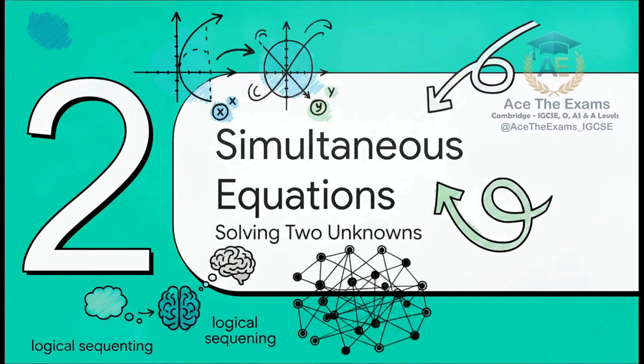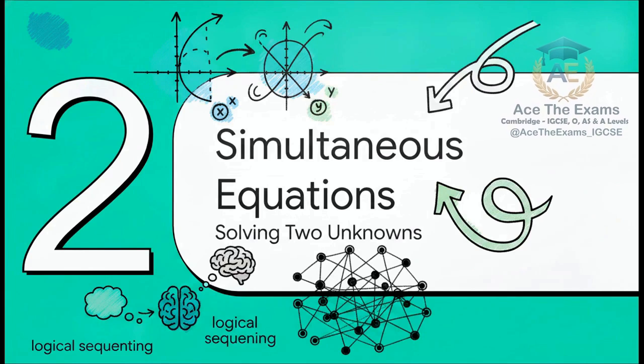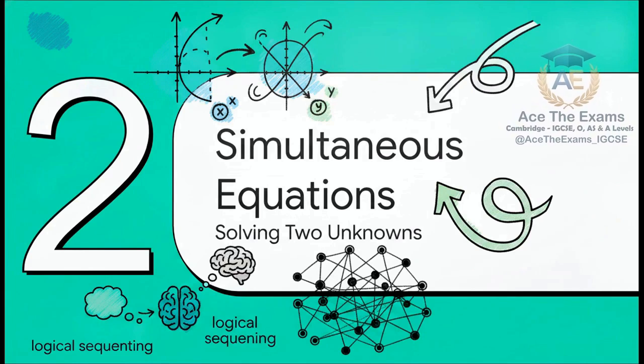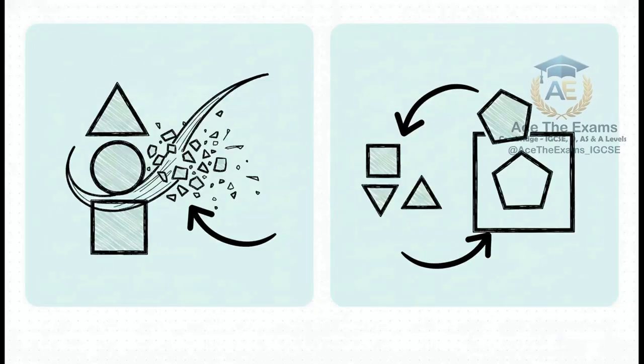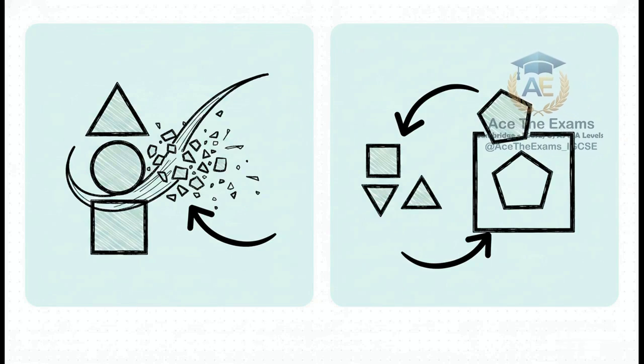Section 2, conquering simultaneous equations. Here, we are going to look at solving for two interacting unknowns. You have two highly strategic tools at your disposal here, and choosing between elimination and substitution depends entirely on how the equations are presented to you on the page.